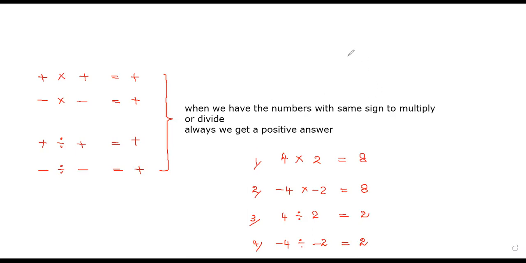Then we'll see what happens when we have different signs. If you have a positive value and multiply it by a negative, the answer will be negative. If you have a negative and a positive, again the answer is negative. If you divide a positive value by a negative value, it is negative, and if you divide a negative value by a positive, it is negative.